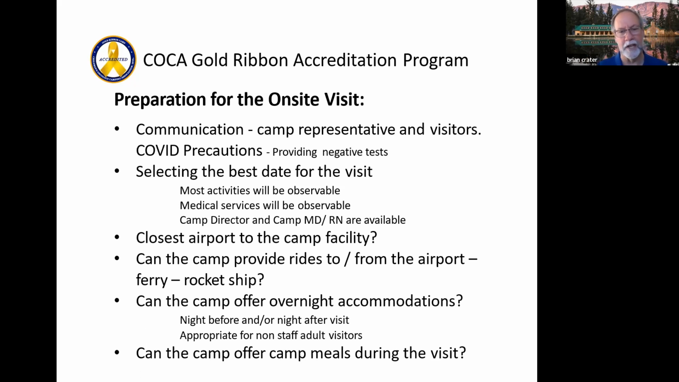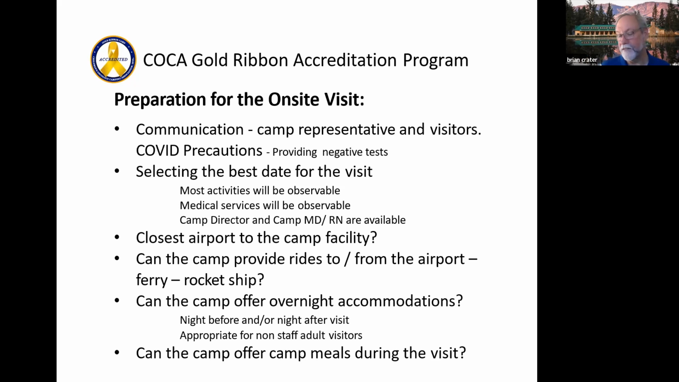We learned from one camp, as I put down here, ferry or rocket ship. They made all these arrangements, got there, and realized they had to take a ferry over to the camp. It's like, well, what's that ferry schedule look like? That hadn't been talked about ahead of time. So just to clarify, are there any other modes of transportation, to make sure that you get there safely?